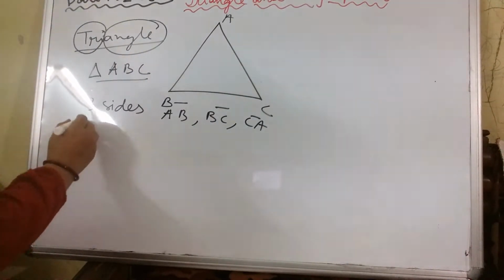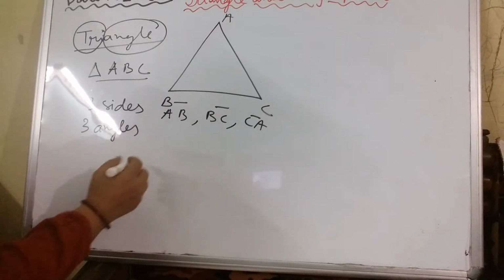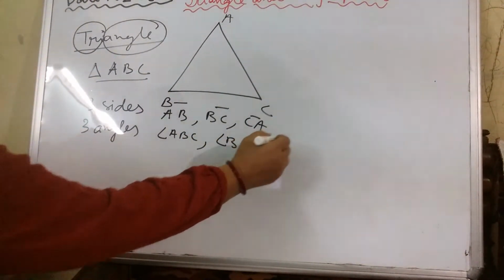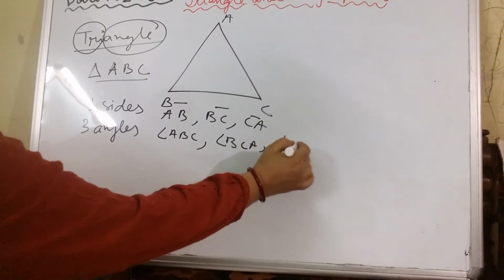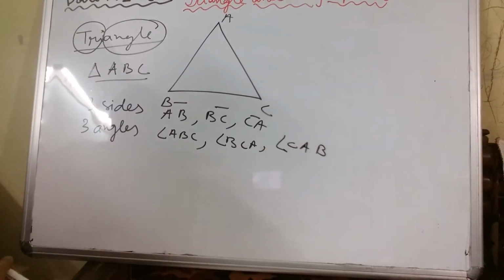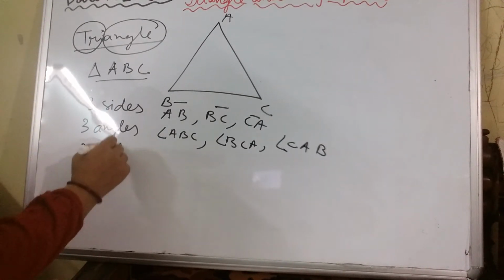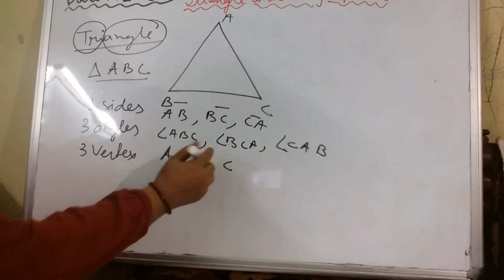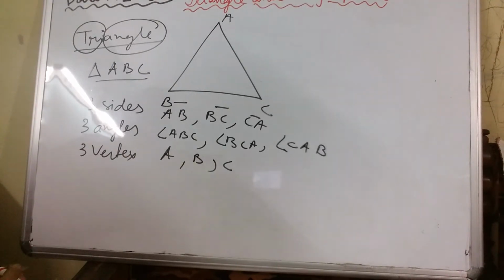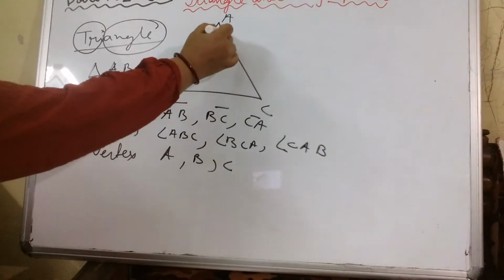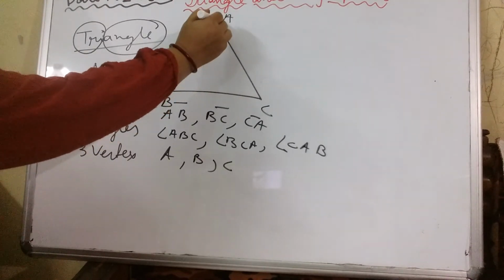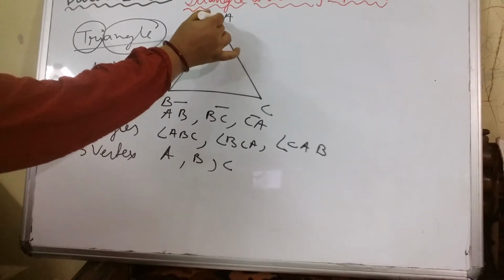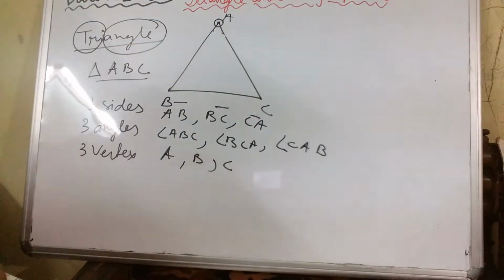It is having three angles, that is angle ABC, angle BCA and angle CAB. And it is having three vertices, that is A, B and C. When we consider this vertex A, this AB and AC have met here and vertex A has formed.